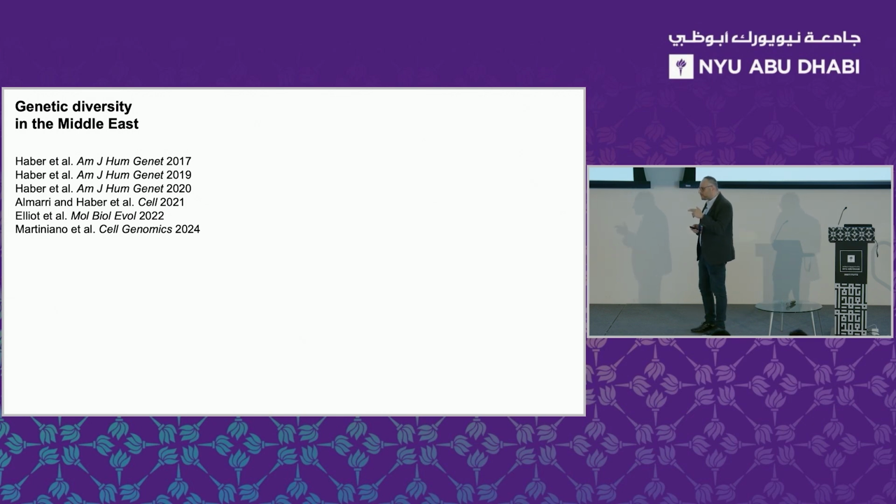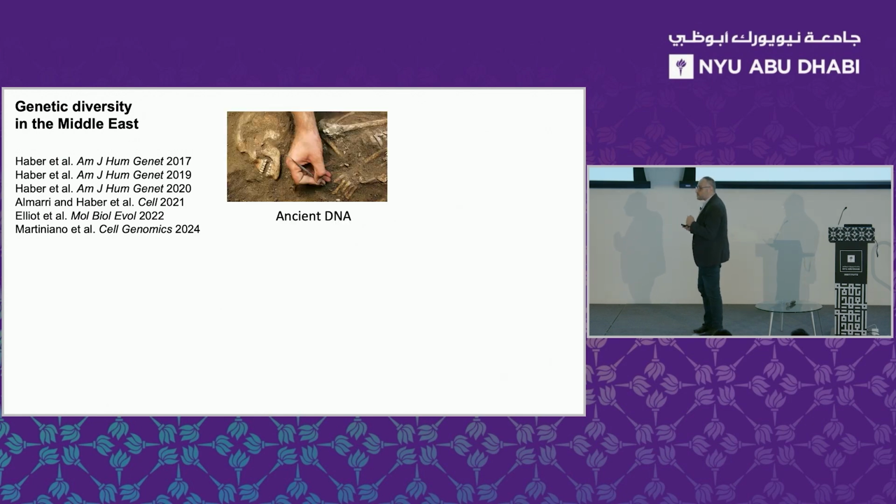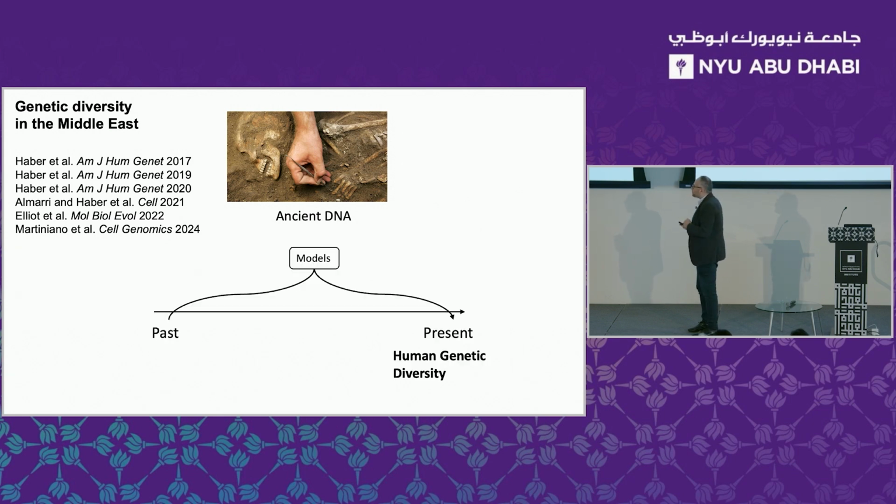If you remember at the beginning of the talk, I mentioned whole genome sequencing as this amazing tool that allowed us to get a lot of information. Now there's another very powerful tool that we're using, which is ancient DNA. Ancient DNA for us was also a game changer, because before ancient DNA, when we looked at the genetic diversity that we have today, we were trying to put models, trying to predict what happened in the past and for us to see what we have today.